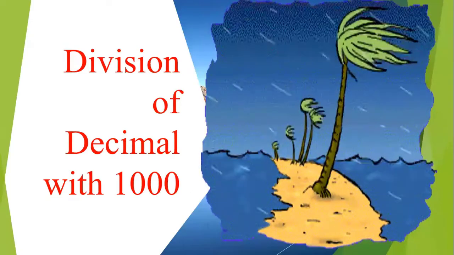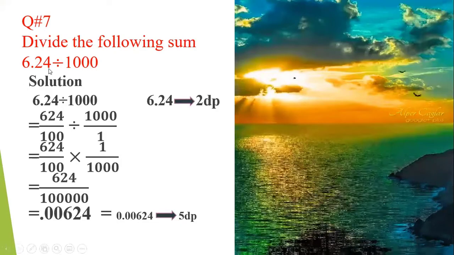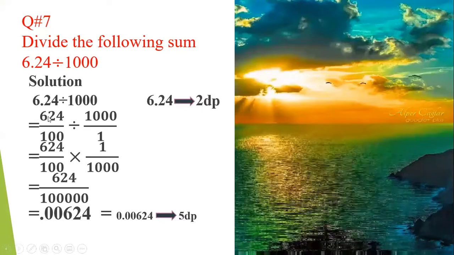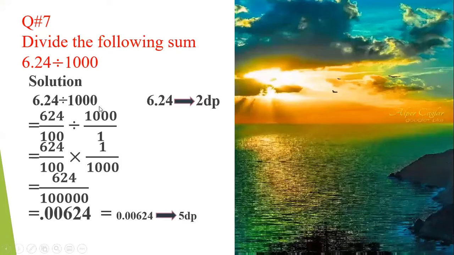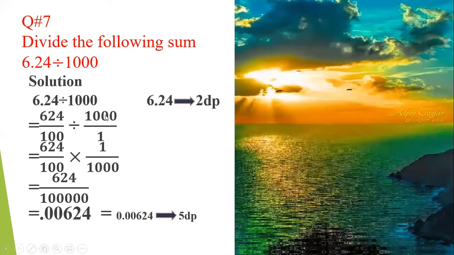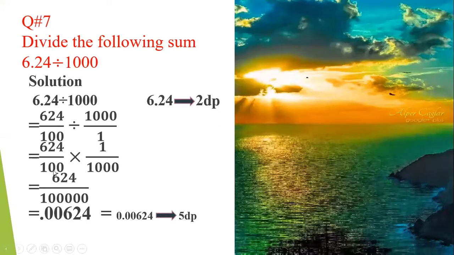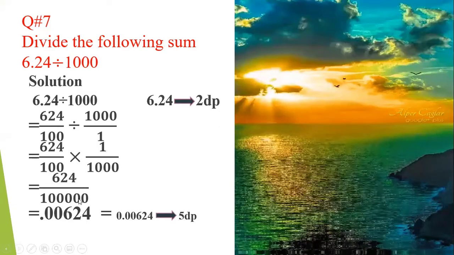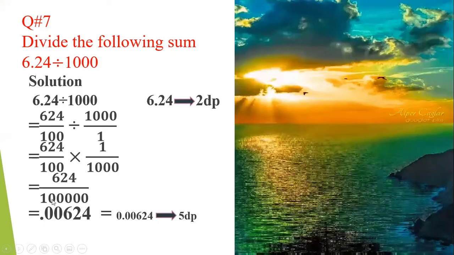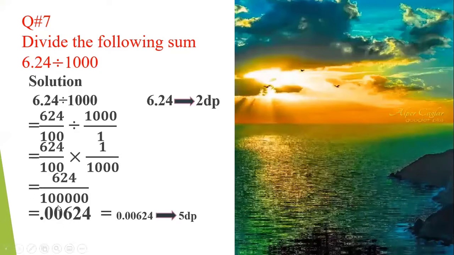Now we will do the division of the decimal with 1000. The method will be the same, as it was for 10 and 100. 6.24 divided by 1000. First of all, we will convert 6.24 into the simple fraction 624 by 100. Divide, and write down the whole number 1000 as 1000 by 1. Convert the division sign into multiplication and take the reciprocal of the number that is on the right side of the division, 1 over 1000. Now multiply numerator with numerator and denominator with denominator. 624 over 100,000. Now count the zeros in the denominator: 1, 2, 3, 4, 5. It means that our target is to place the decimal point after the 5 numbers.